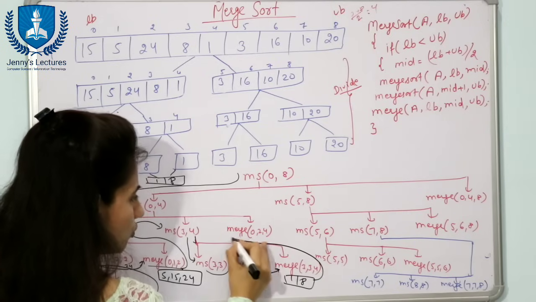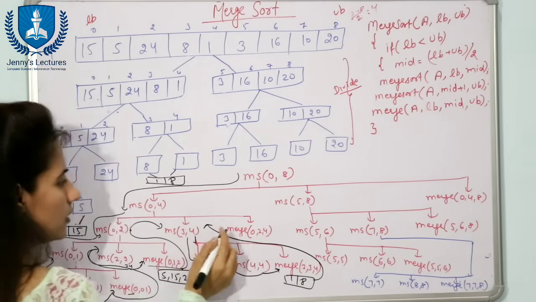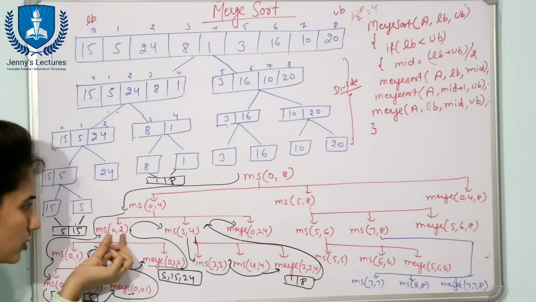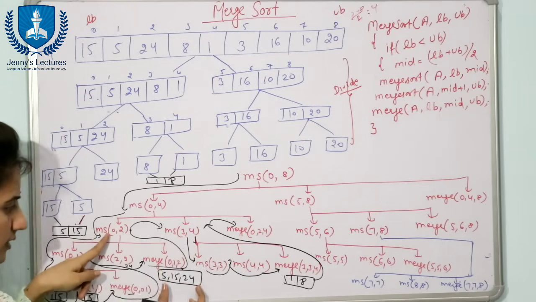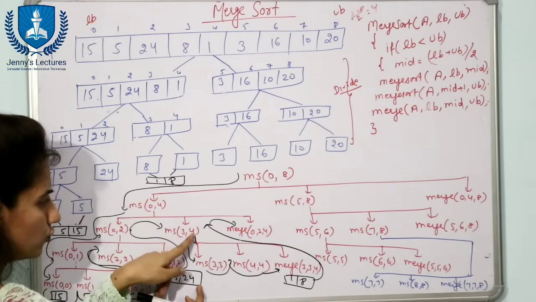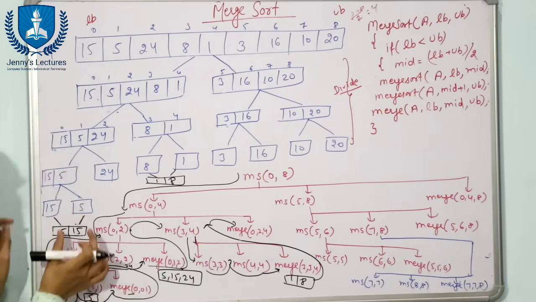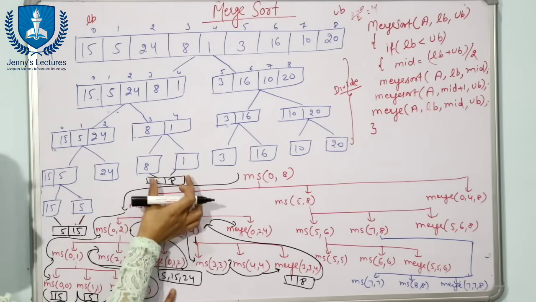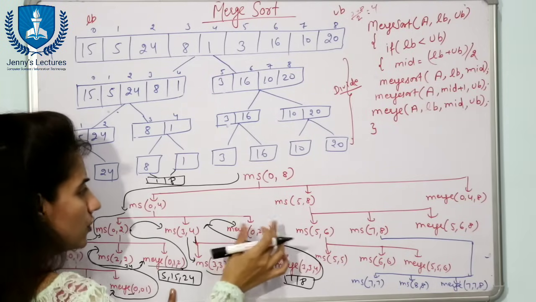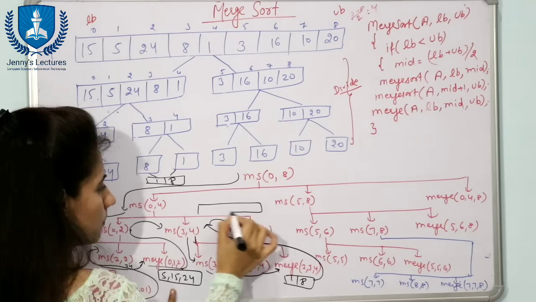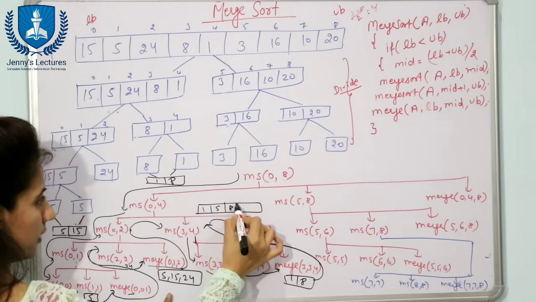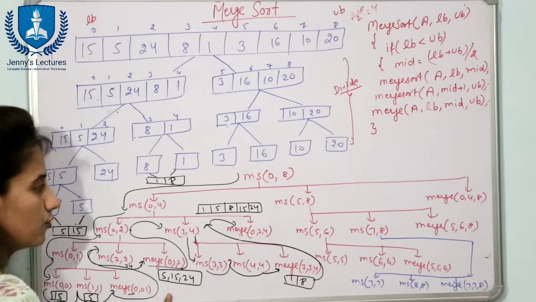Now control would go to here only. Now this one is done. Now control would go to this merge. Now we are going to merge from 0 to 2, the list is this one. We have got this list. Fine. And from 3 to 4, the list is 1 and 8. Now we are going to merge this 5, 15, 24 with 1 and 8. Fine. And after merging of these two, now the list would be this 1, 5, 8, 15 and 24.